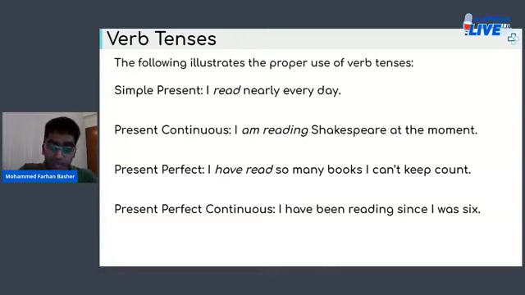"I have read so many books I can't keep count." Follow this. "I have read so many books I can't keep count." So when exactly do we talk about actions in the present perfect tense? We talk about actions or situations or states of verbs, and we employ the present perfect tense to talk about such actions when you have done something.